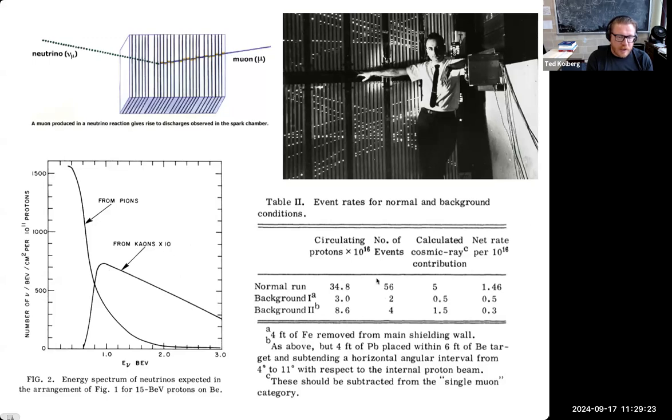And they saw a clear signal in terms of the amount of events that they saw with the beam on hitting their target versus a couple of different background runs with lower intensities in the machine. The number of events that they saw in the quote unquote normal runs where they're looking for these single muon events is 56 over a background basically of 5. And so this is a very clear discovery of the muon neutrinos done using this new technology of the spark chamber. The spark chamber is not going to last very long as a frontline technology.